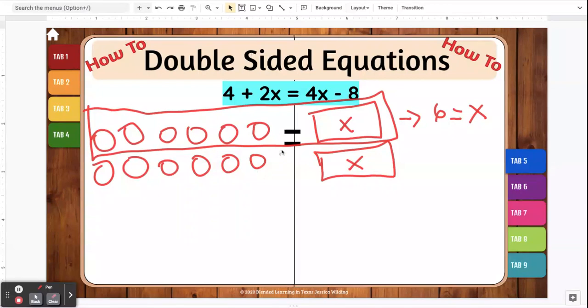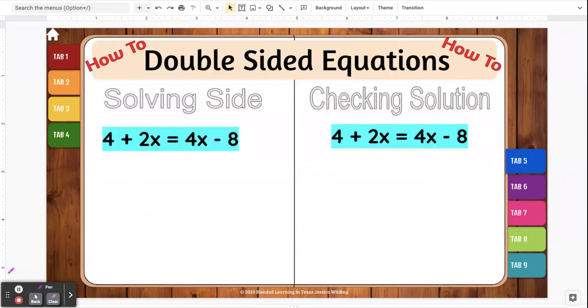Let's try this again, now doing it numerically. Okay, so now working with the same equation, 4 plus 2x equals 4x minus 8, we will continue, but this time, instead of doing it pictorially, we're going to do it numerically. You'll see I have a solving side and a checking solution side. I'll go over the checking solution side later. I just wanted you to notice that it's there because it's important to have. Okay, so let's start.